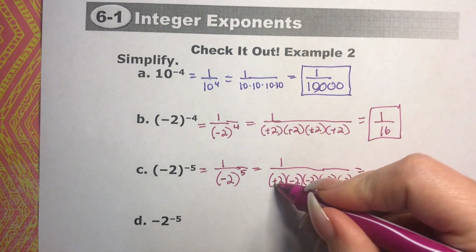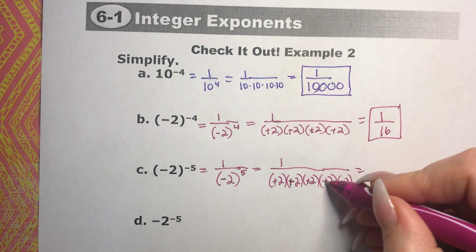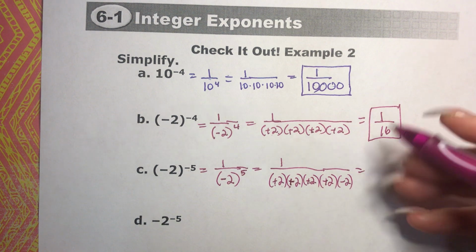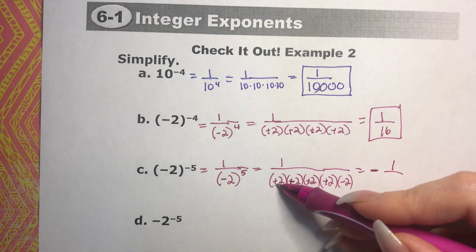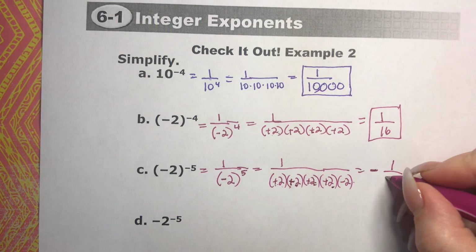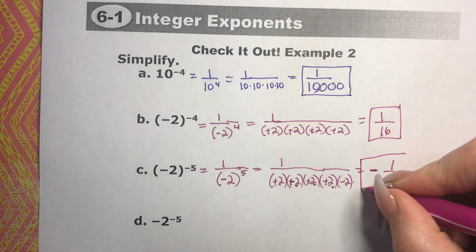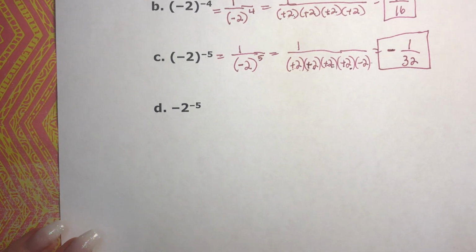Negative times a negative is a positive. Negative times the negative times a negative is a positive. And then a negative, so a positive times a negative is a negative. We know it's 1 over 2 times 2 is 4, times 2 is 8, times 2 is 16, times 2 is 32. So there is our lovely answer. And if you got it right, great job. Okay, on to this one. Let's see how you did.